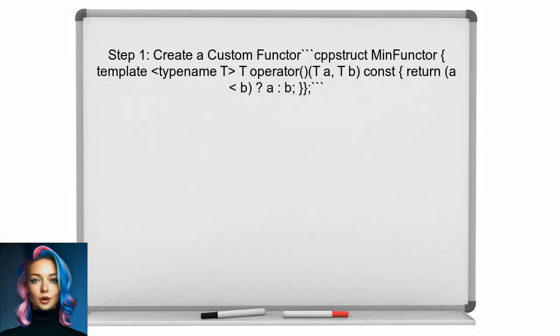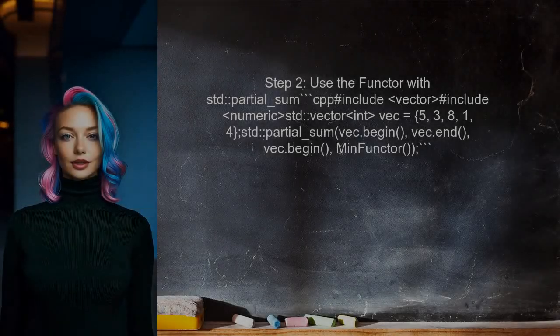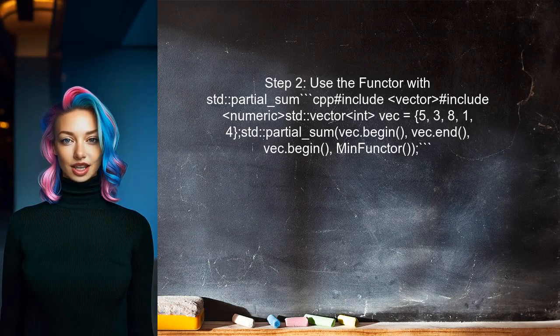To address the user's first question, we can create a custom functor that will allow us to use the minimum operation with the standard library's algorithms. This functor will define an operator that takes two integers and returns the smaller one. Next, the user can utilize this functor with the std::partial_sum function. By passing the custom functor as the binary operation, we can achieve the desired result of replacing each element with the minimum of the previous elements.